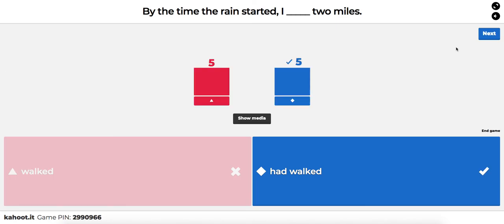Wow, 5 and 5. What happened here? How many actions do you have here, Laura? There are 2 actions. What is the oldest action? I had walked 2 miles. So the oldest action is the fact that you were walking. It started to rain, but you had been walking for some time. So in this case, past perfect. I had walked 2 miles. Let's continue.